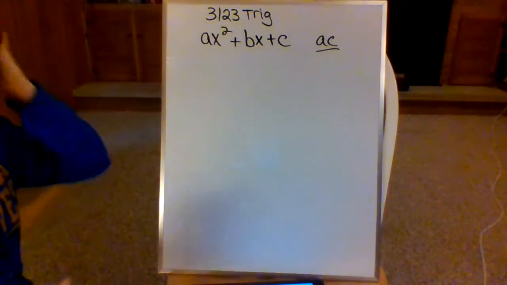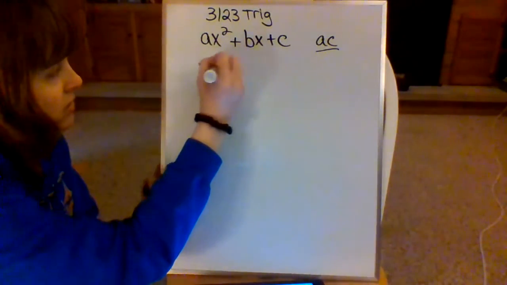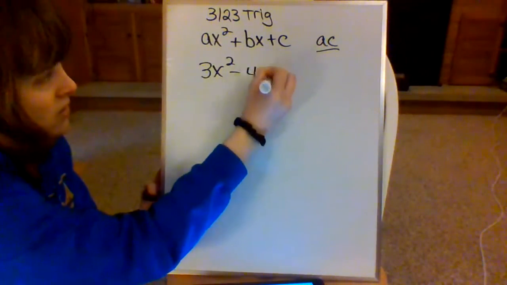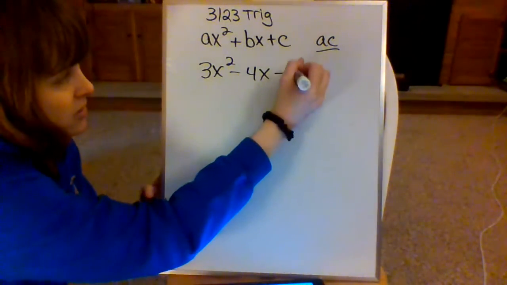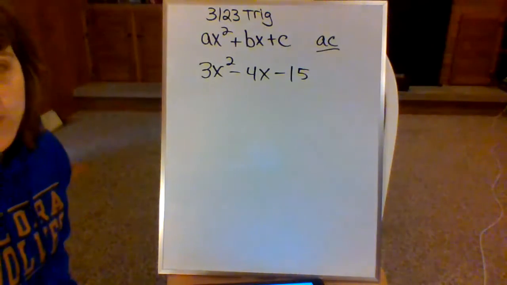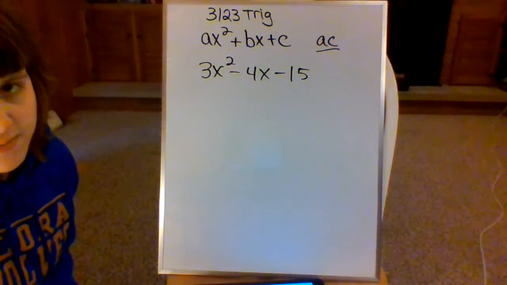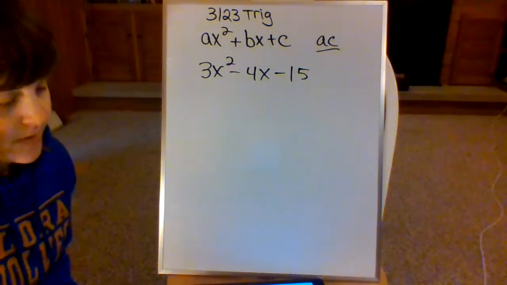Alright, next one we have 3x squared minus 4x minus 15. Okay, so first, what is 3 times negative 15? Well, that's negative 45.